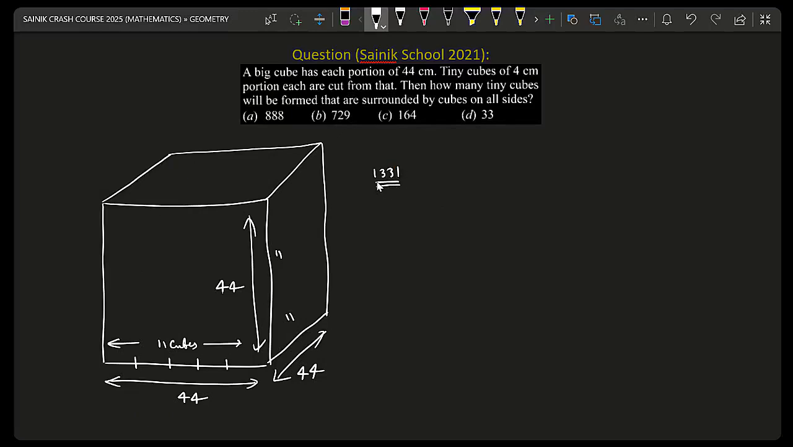Out of all the small cubes, they are asking how many cubes are surrounded by cubes on all sides. Okay? You understood the question? Surrounded by cubes on all sides only.